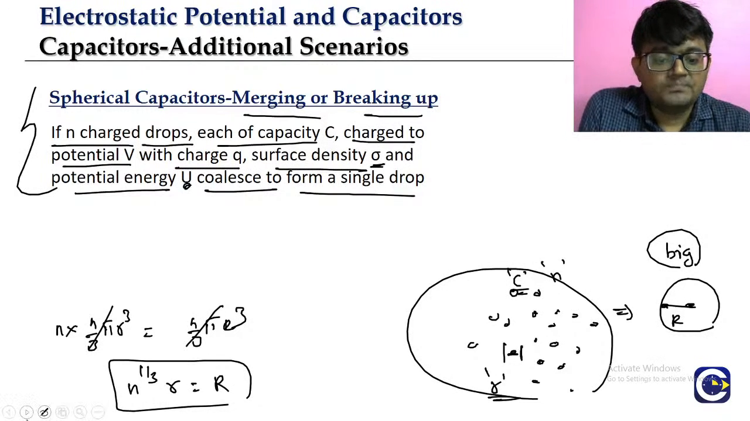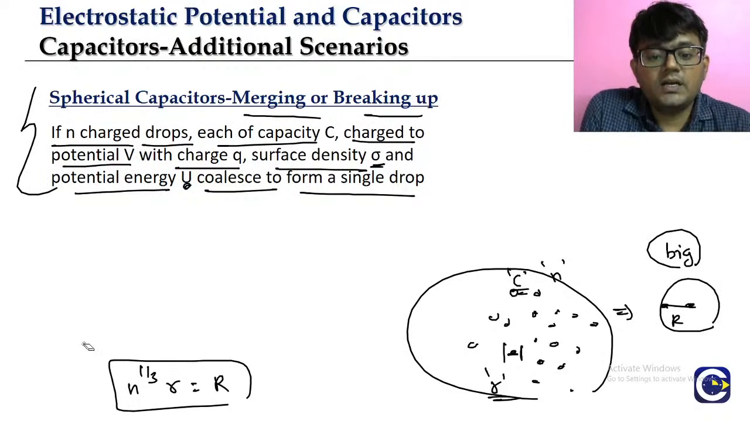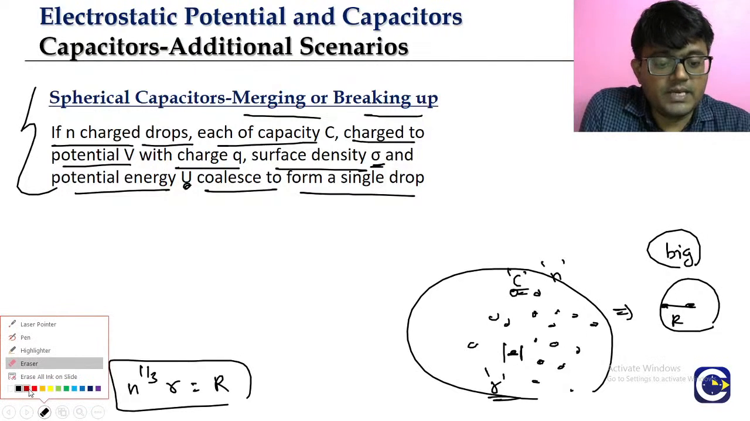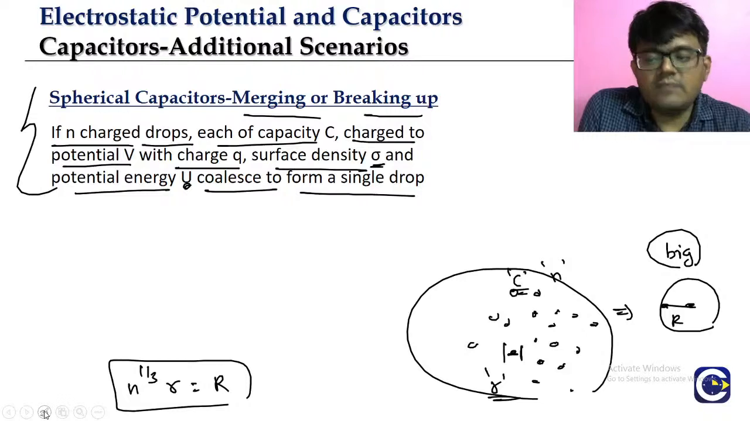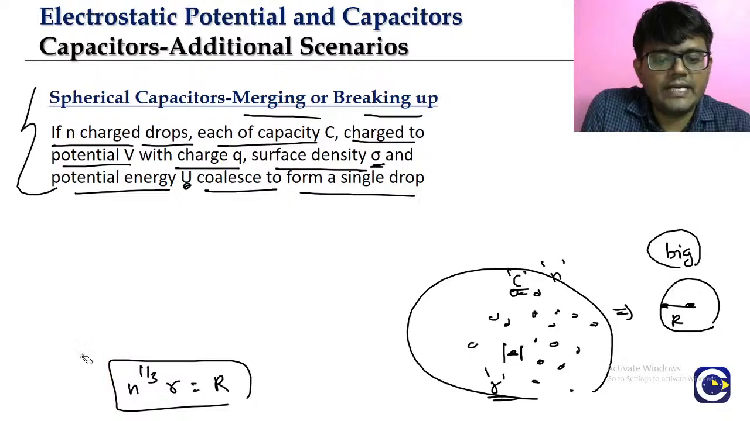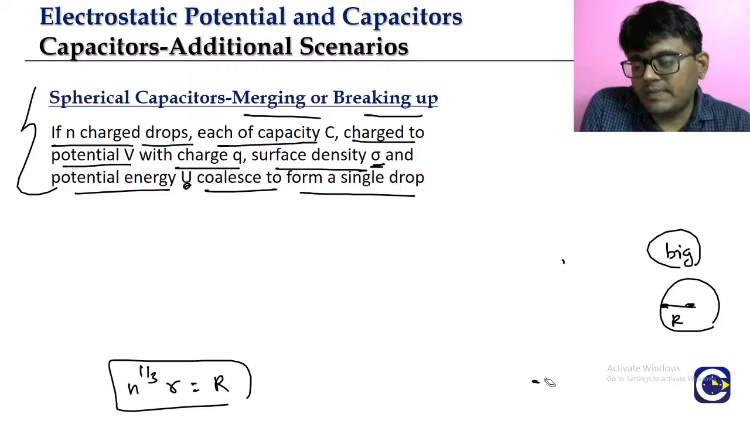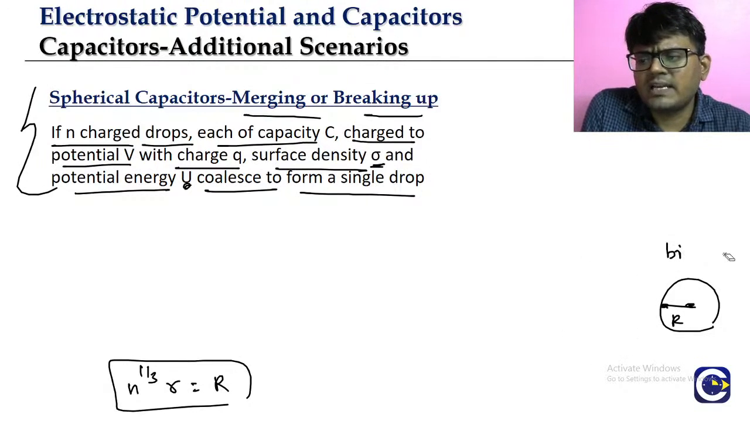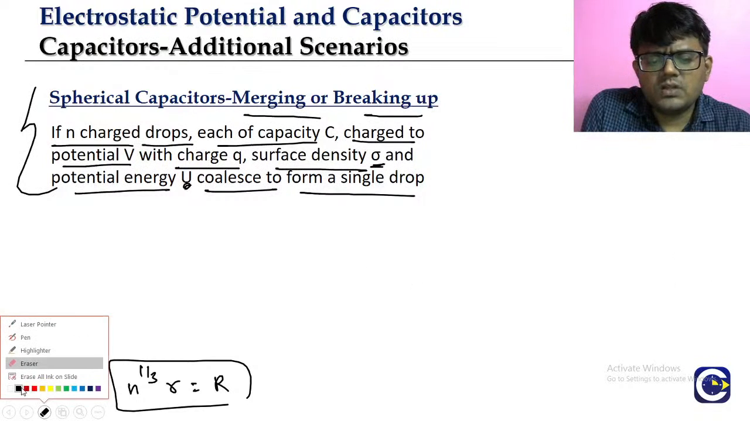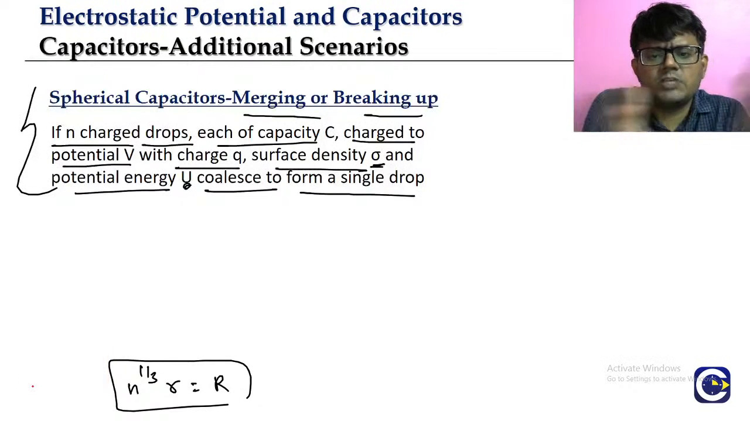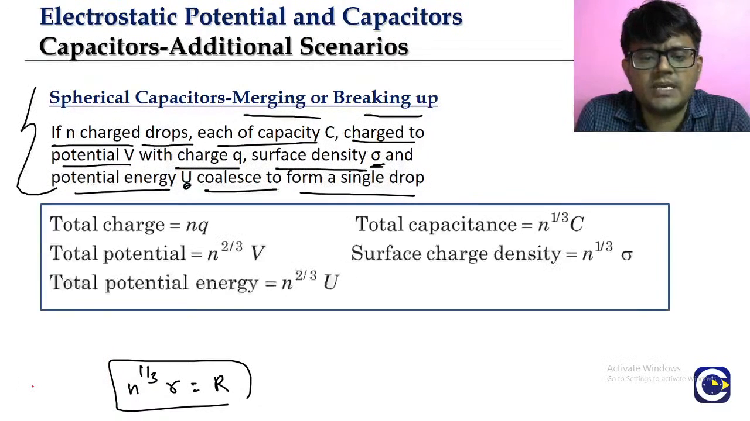First result: what is the radius of the bigger drop? N power 1/3 into small r. That is the bigger drop's radius. Okay. After that, we will look at each of them one by one. We should find out the charge on that bigger drop. Charge is simple because each of the small drops has a charge q. They merge and we get the bigger drop, right? So the charge on the bigger drop, look.